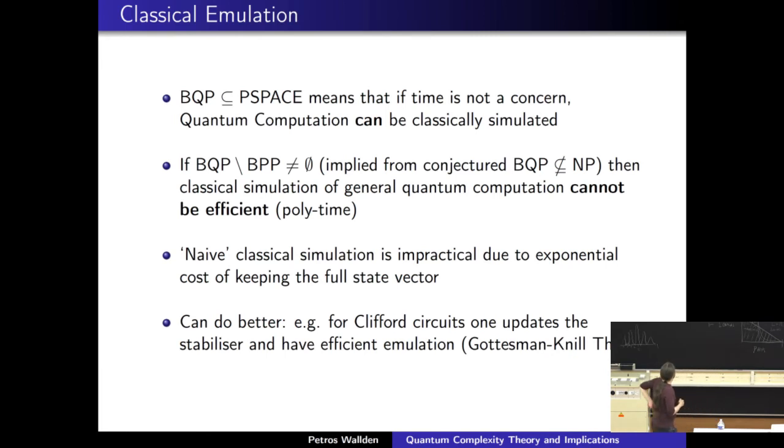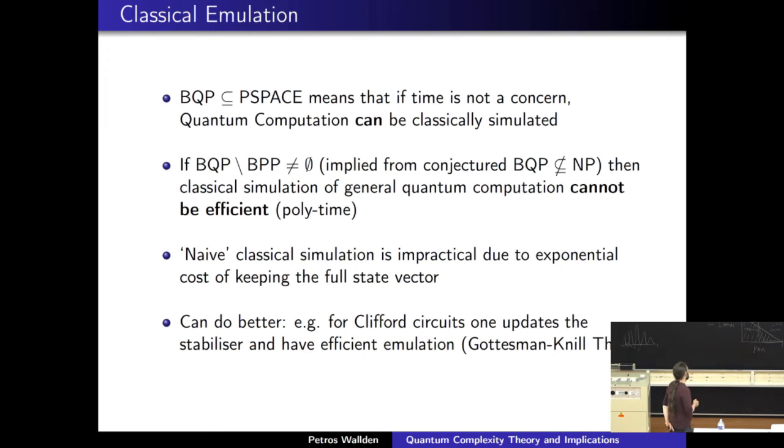So what about classical emulation? One can have naive classical simulation, but this is really, really impractical because it's exponential. In the naive emulation you just multiply the matrix. Your state vector is of exponential size, and you actually need to keep the full state vector. So this is really, really impractical. But this is not the best way to simulate a quantum system, as you know.